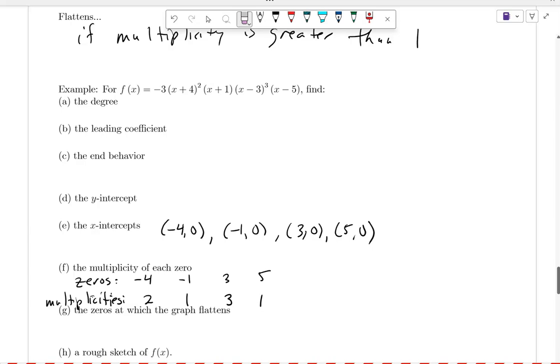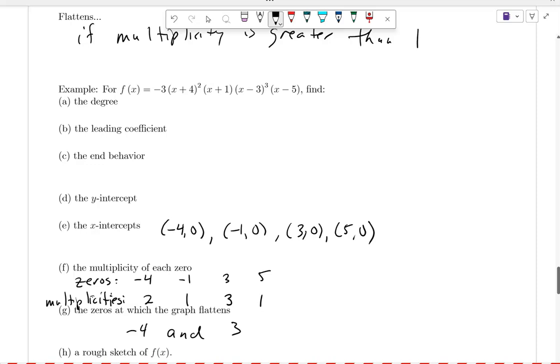All right. Let's answer part G and then we'll go back up through the rest of it. Okay. Part G says the zeros at which the graph flattens. Again, the thing that tells us whether or not it flattens is if the multiplicity is greater than 1. So where does it flatten? At -4 and positive 3. Good. Doesn't matter that one is 2 and one is 3, right? It matters that they're greater than 1. That tells us flattening. Okay?